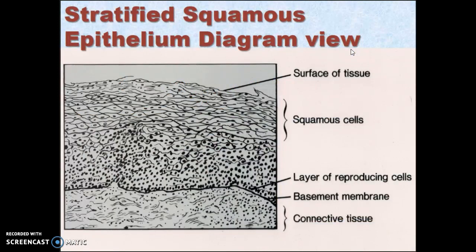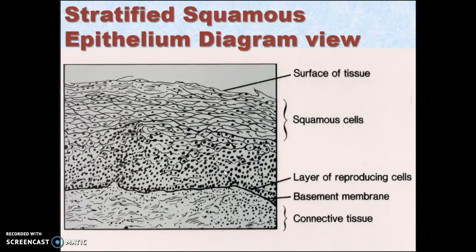Okay, stratified squamous epithelium, the diagram view. You've got your connective tissue down here, and whenever you scratch yourself and start bleeding, you scratch down to the connective tissue because this layer of reproducing cells is fed from little blood vessels crossing underneath the connective tissue here. But up in the stratified squamous, you don't have blood vessels. You get squamous flat cells up here. They flatten out as they come up, fill up with keratin protein. That's a beautiful picture there. That'd be great for a test.